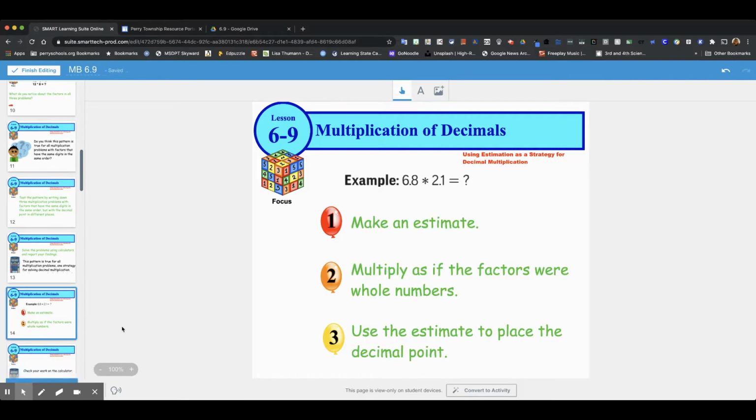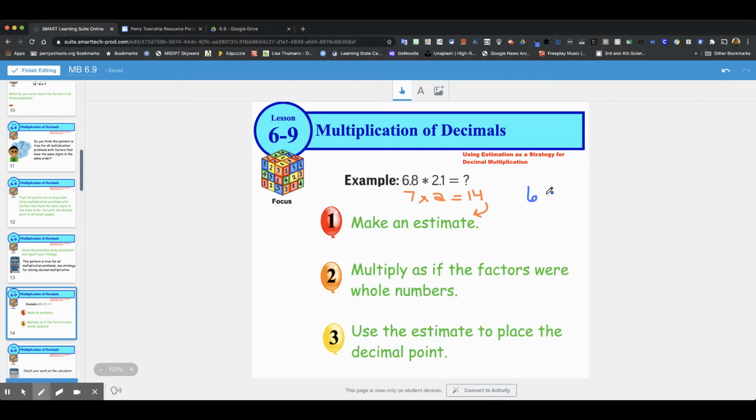First step, make an estimate. Okay, so our estimate here, when I'm looking at this, I'm going to turn this to a 7. 6.8 is going to round up to 7. 2.1, I'm going to round it to 2. 7 times 2 is 14. There is my first step. Then I'm going to multiply as if the factors were whole numbers. So I'm going to ignore the decimal. So let me change the color here so you can see my next step. So this is going to go with step 2.